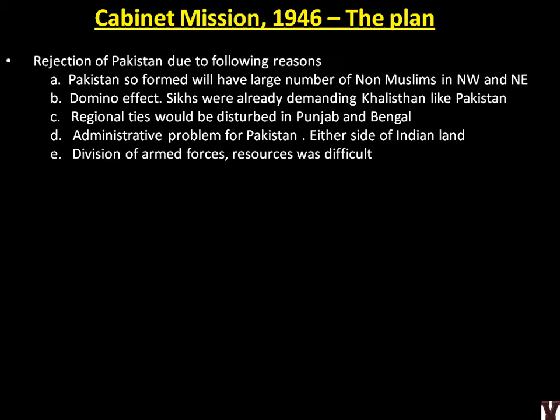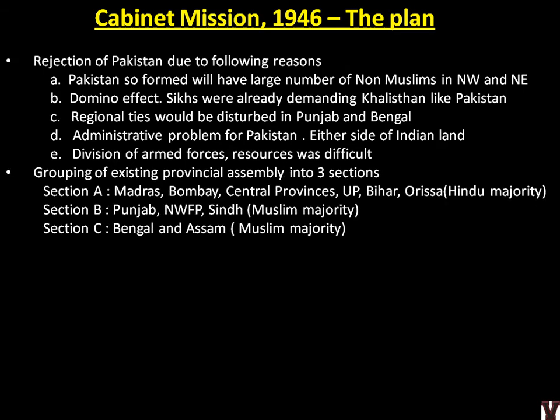Division of armed forces and resources was difficult. Now how will they decide the division? Even when Britishers had to leave, they'd have to make a committee for financial transfer or administrative transfer of power, but within the Indian land, how will you divide between India and Pakistan? It was a very difficult problem. So these were the reasons given for rejection of Pakistan, and this is the first point of the cabinet mission plan.